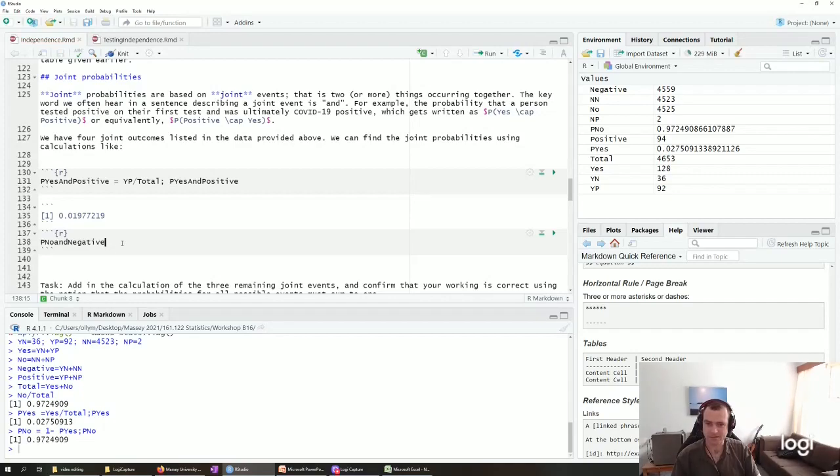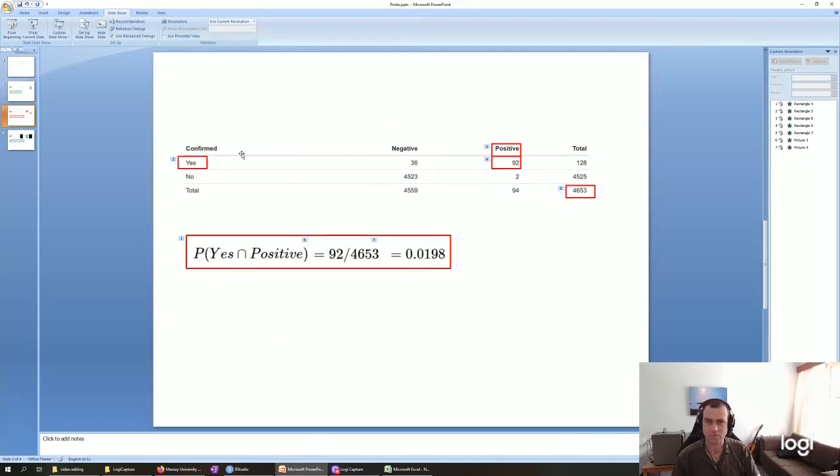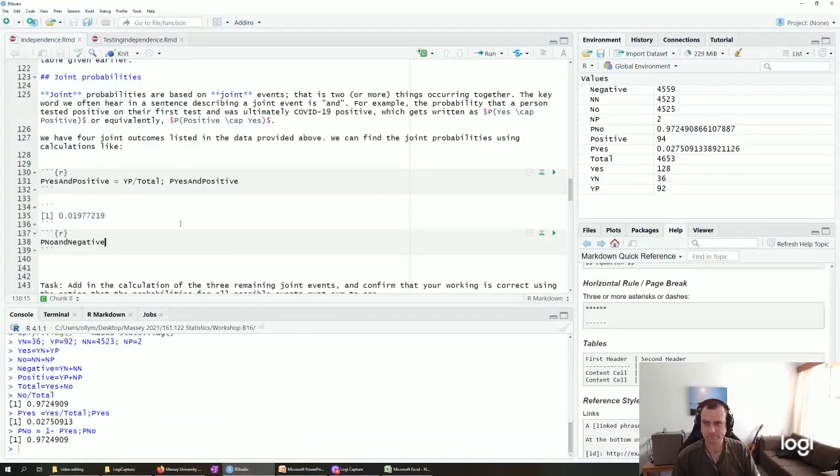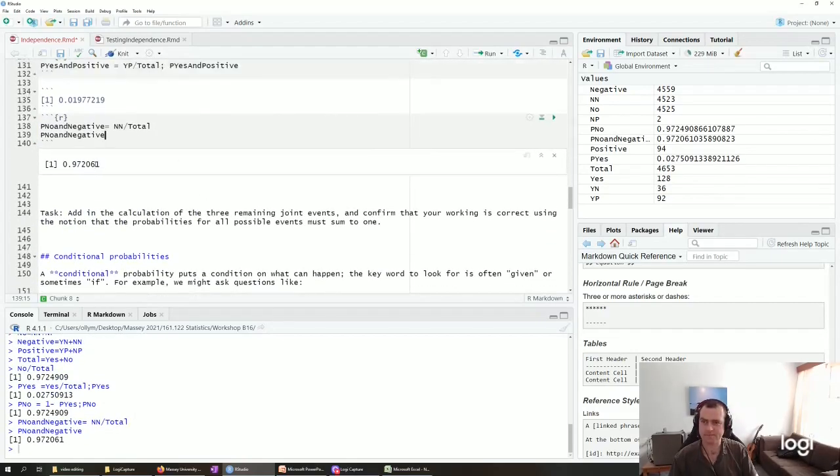If we're asking about two things at once, this is a joint probability. We'll be looking up both of the things we're interested in, finding the cell in the table, and dividing by the grand total. So we want no and negative, which is NN divided by total. And we get a 97% chance. The probability of both not having the virus and initially testing negative is 97%.